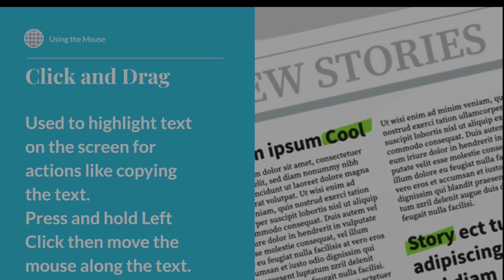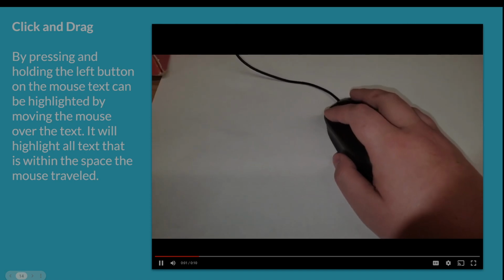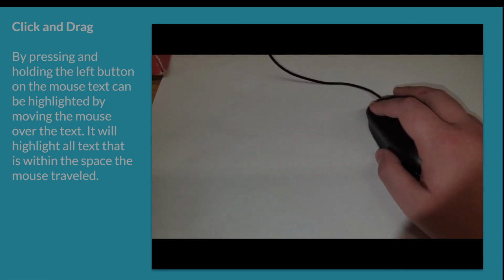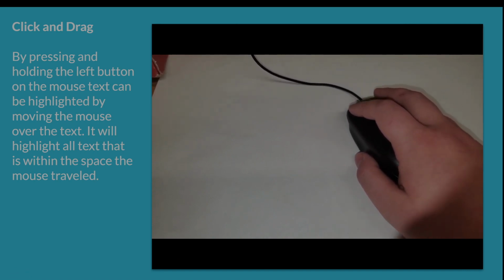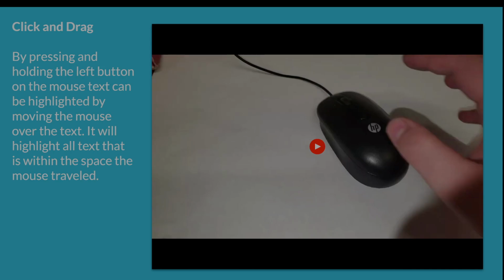After that, we have click and drag. Clicking and dragging involves left clicking, holding down that button, and then moving your mouse across the screen. This can allow you to do things like highlight text or move an icon on the desktop. I'm sorry, I misspoke. Highlight text, not copy text. Copy text will be coming up very shortly.